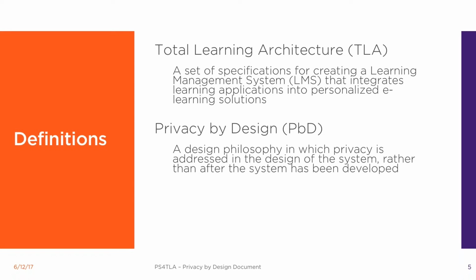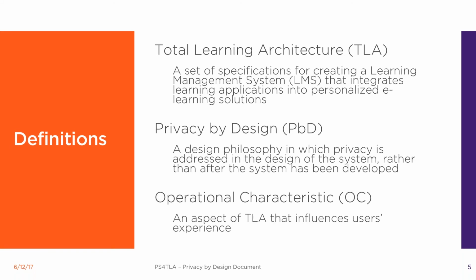Operational characteristics. Now, this is a term that I use to refer to specific aspects of TLA that influence the user's experience. So when I refer to an operational characteristic, I refer to a specific aspect of the TLA that can be designed in one way or another. And what we're trying to do is build those operational characteristics in a way that kind of optimizes users' privacy without reducing any functionality of the system.